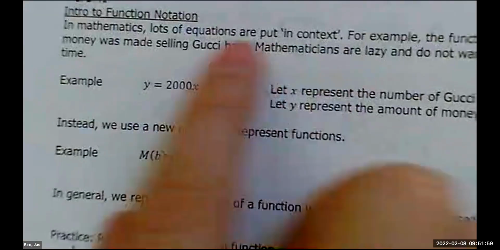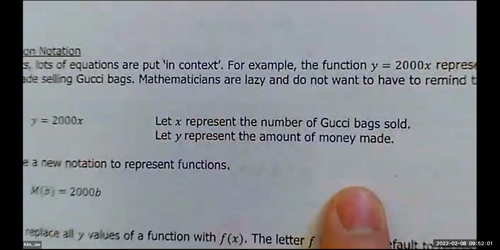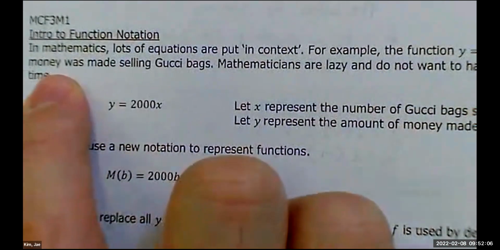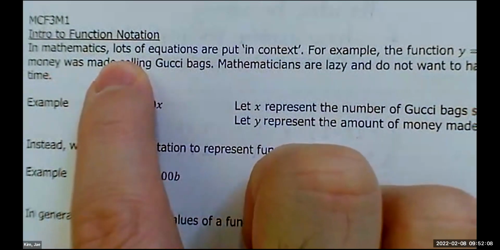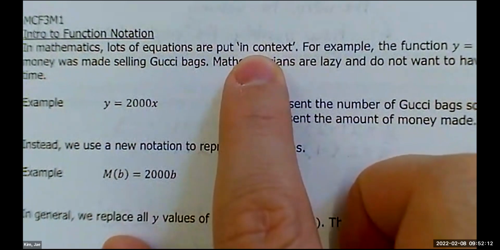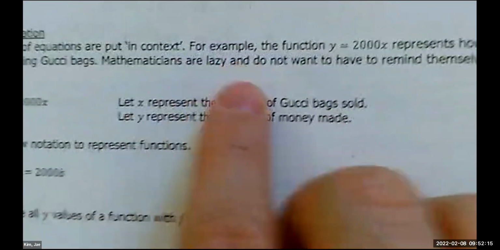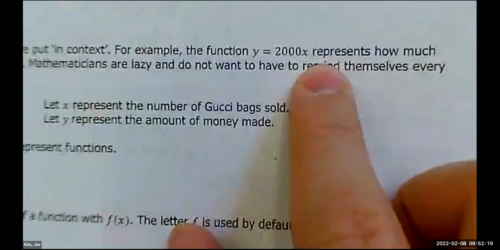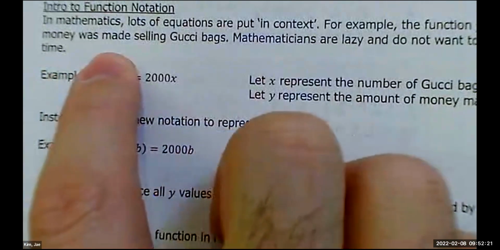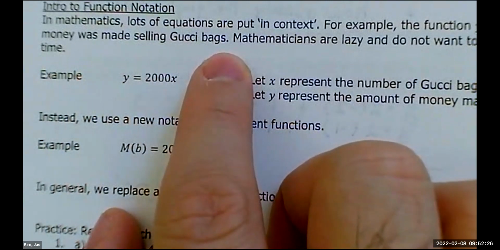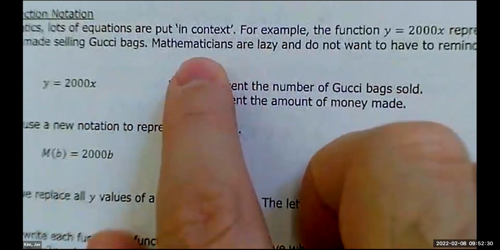I'm going to spare you the blurb. You can read it if you want to. Actually, I'll read it very quickly. In mathematics, lots of questions come in context, like it tells you a story. Like for example, let's pretend that the function y equals 2000x represents how much money was made selling Gucci bags. Okay? 2000x is how much money.